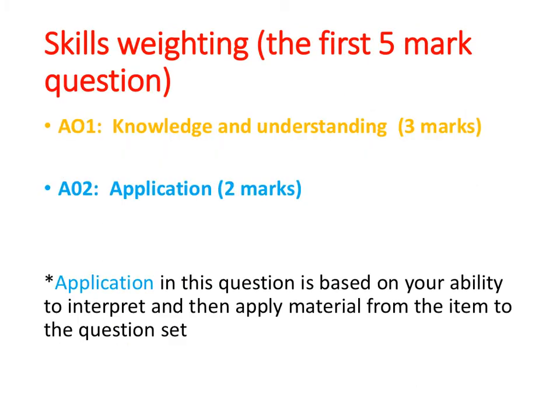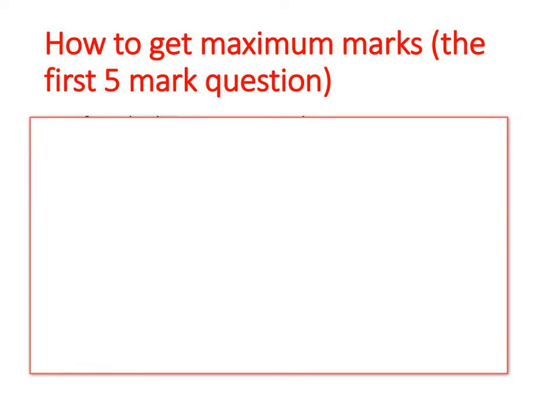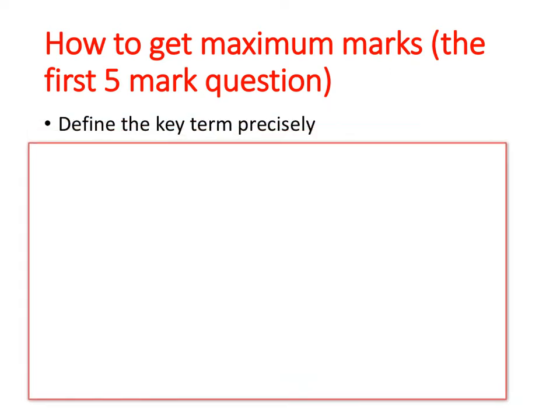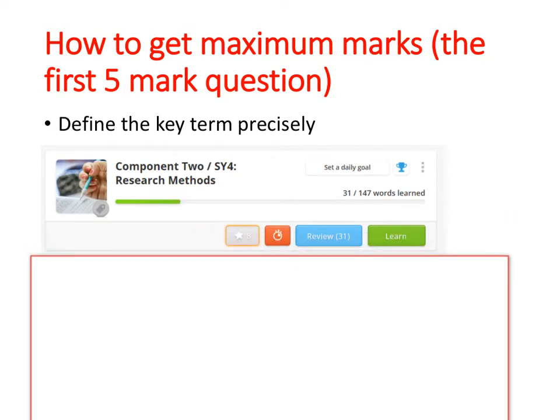For this question you get 3 marks for your own knowledge and understanding of the key term, and then 2 marks for application. Application in this question is based on your ability to interpret and then apply material from the item to the question set. To get all of the marks, you need to define the key term precisely in your first sentence. This is where it's so important to make sure that you've learned by heart clear and precise definitions of all of the key terms from this unit.